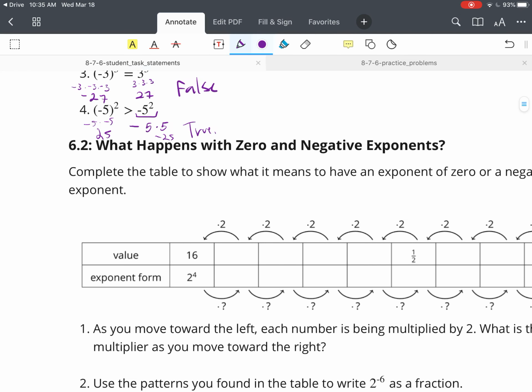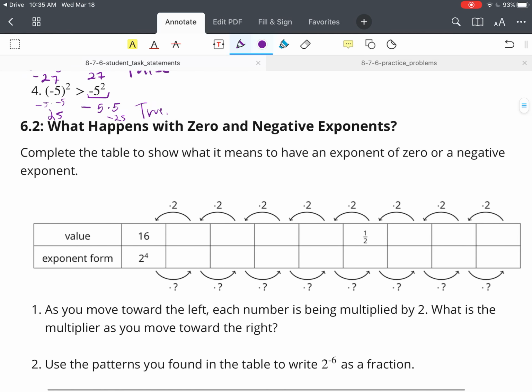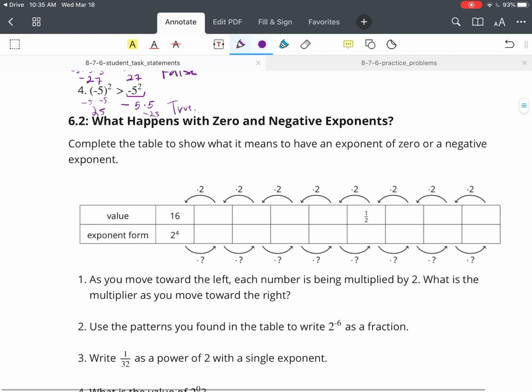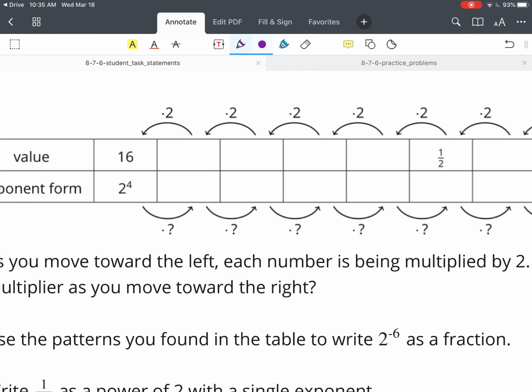So what happens with 0 and negative exponents? Complete the table to show what it means to have an exponent of 0 or a negative exponent. So, what happens as you multiply by 2? If we multiply by 2 going one direction, we have to divide by 2 going in the other direction, okay? So, dividing by 2, 16 divided by 2, let me zoom in, is 8.